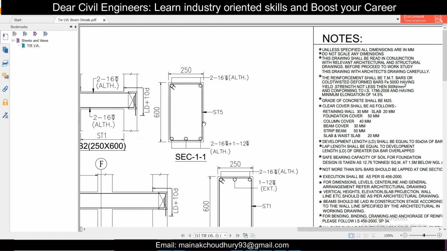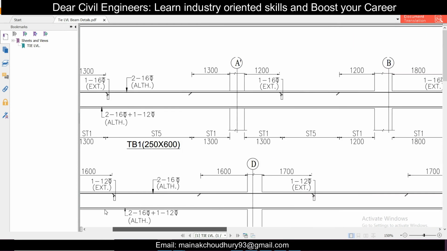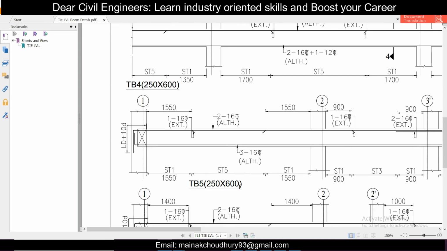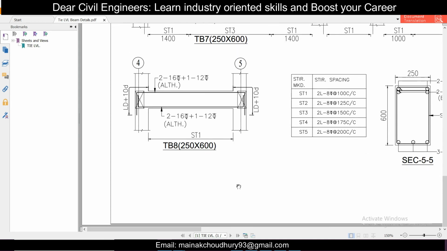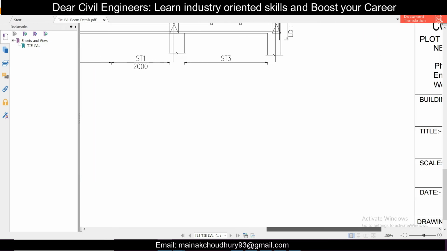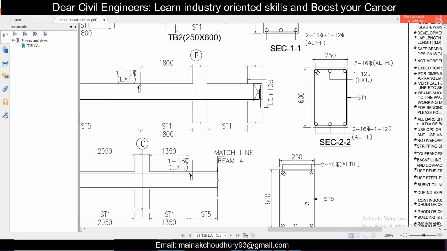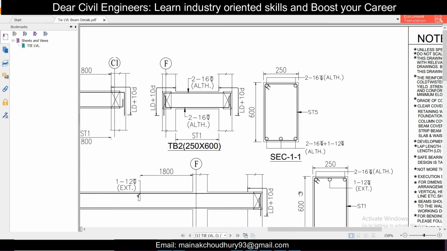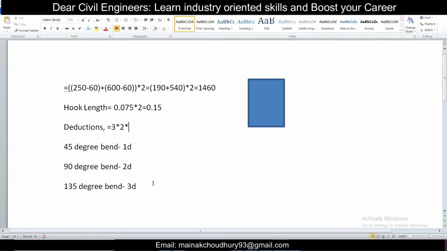You can see here, this is ST5, and in this diagram there will be some explanation for what is ST5. As you can see here, ST5 means 2 leg stirrup. It is 8 mm bars, or 8 torque, at the rate 200 center to center. So this is ST5. It explains that the bar diameter is 8 mm. So D is 8 mm.